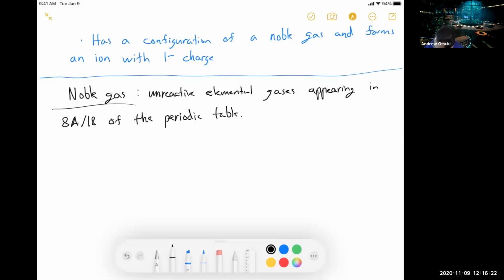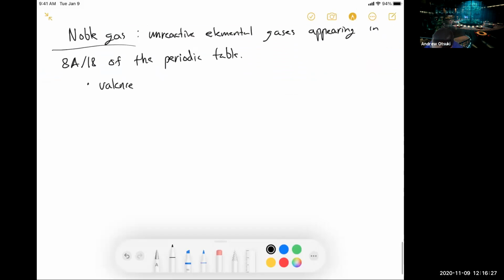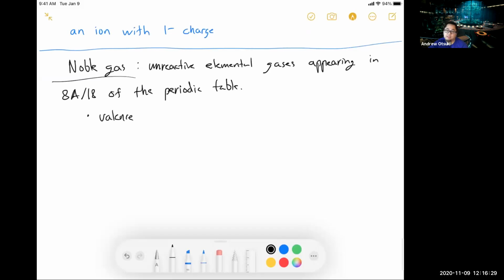Okay, so their valence electrons are a filled shell, so they're very, very stable. They do not want to react with other elements. So they have a full shell, ns2 np6. So they have 8 valence electrons. So they already have an octet. So they're very happy.